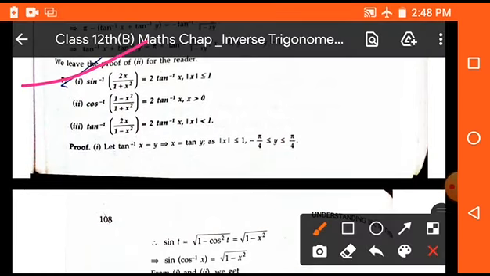Now student, there are some other formulas given. Sin inverse in bracket 2x upon 1 plus x square will be equal to 2 tan inverse x. Cos inverse of 1 minus x square upon 1 plus x square is also equal to 2 tan inverse x. And the third one is tan inverse of 2x upon 1 minus x square, and it will be equal to 2 tan inverse x. So these are the three important formulas of 2 tan inverse x in terms of sin inverse, cos inverse, and tan inverse, and we can use whichever is suitable according to the condition and the question.